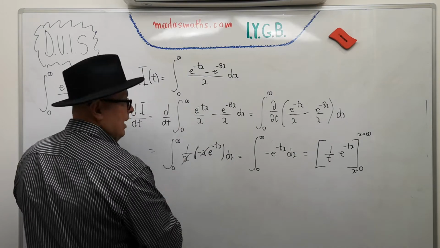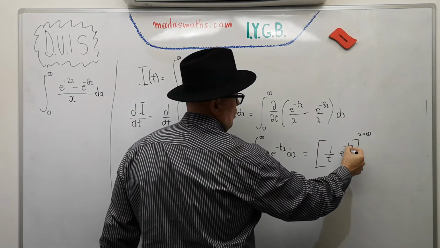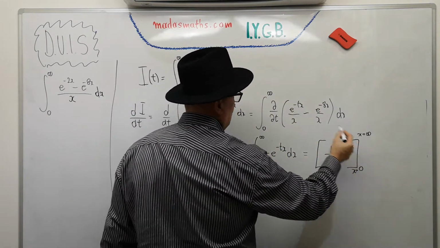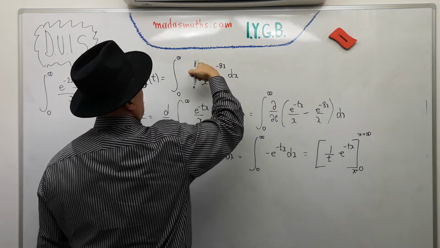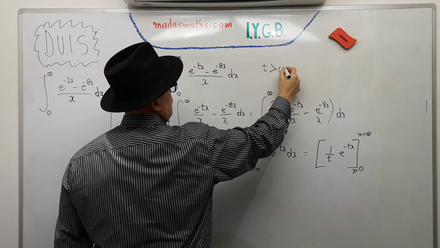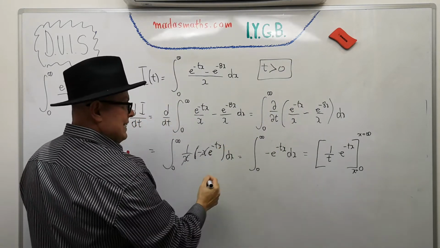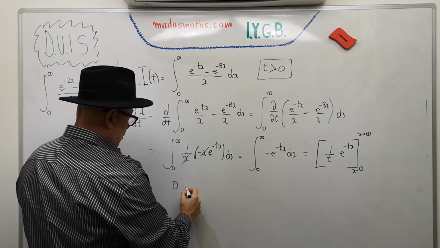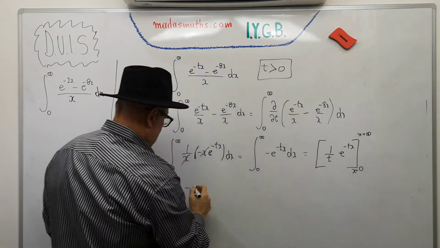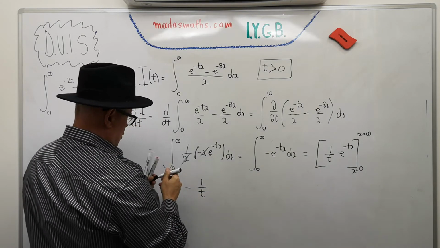So this will now evaluate when x goes to infinity. This will vanish because of the negative exponent. And remember, t is chosen so that it's positive. I forgot to mention it, so I should really have written a condition where t is a positive parameter. So as x tends to infinity, we get 0 minus, putting x equal to 0, this becomes 1. So minus 1 over t is what we've got so far.